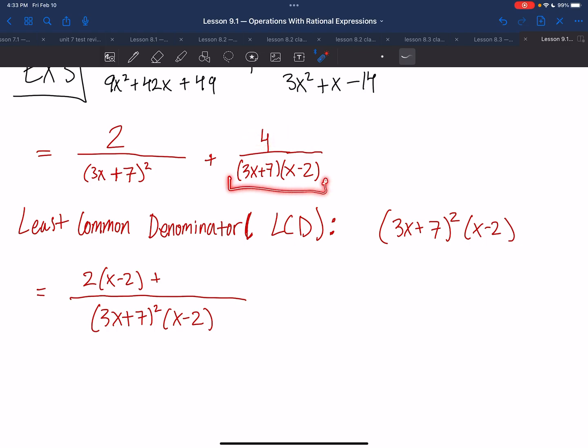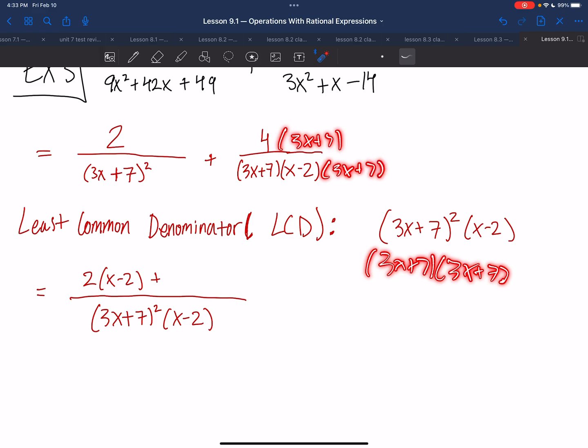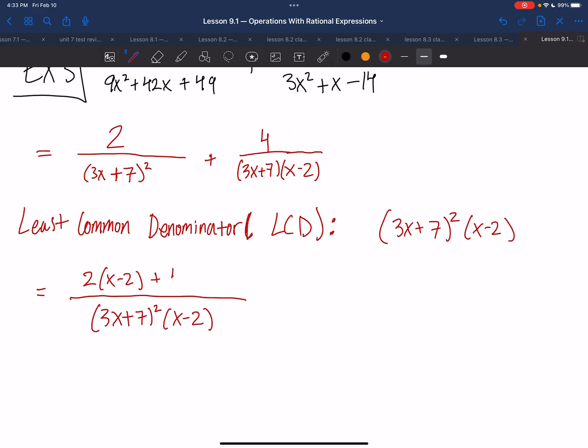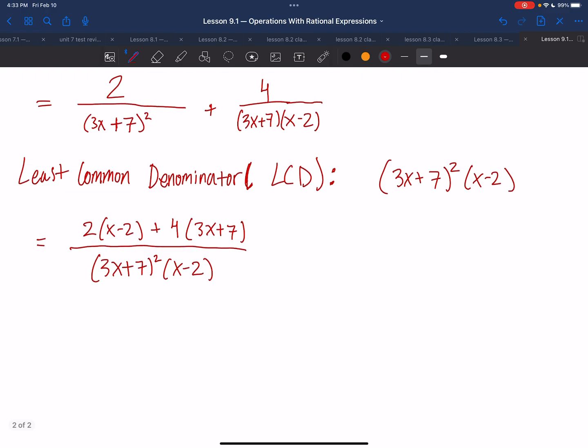This is the denominator here. It has the x+2. It has one of the 3x+7s, but I need 2 of those, right? There are 2 3x+7s, so there needs to be another 3x+7. That way it matches the LCD. So I'm going to say plus 4 times (3x+7). Yeah, that seems right.